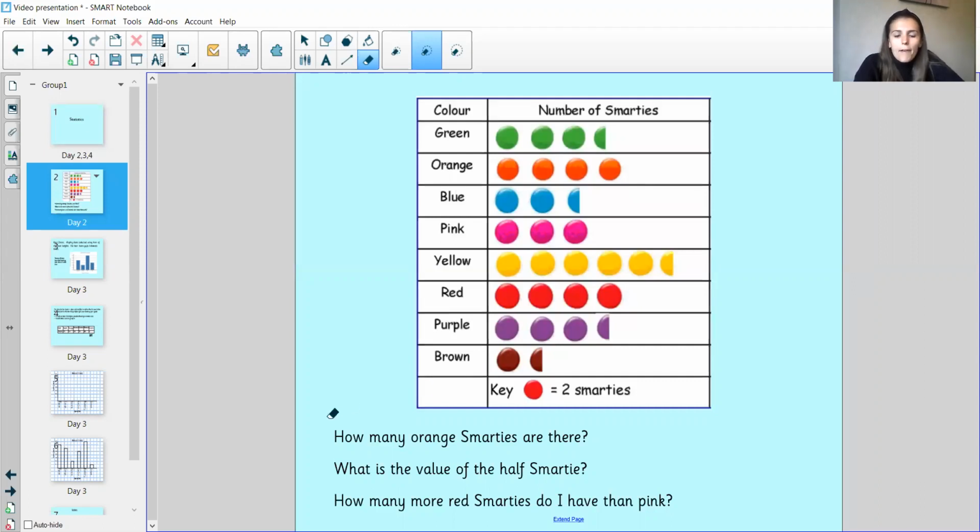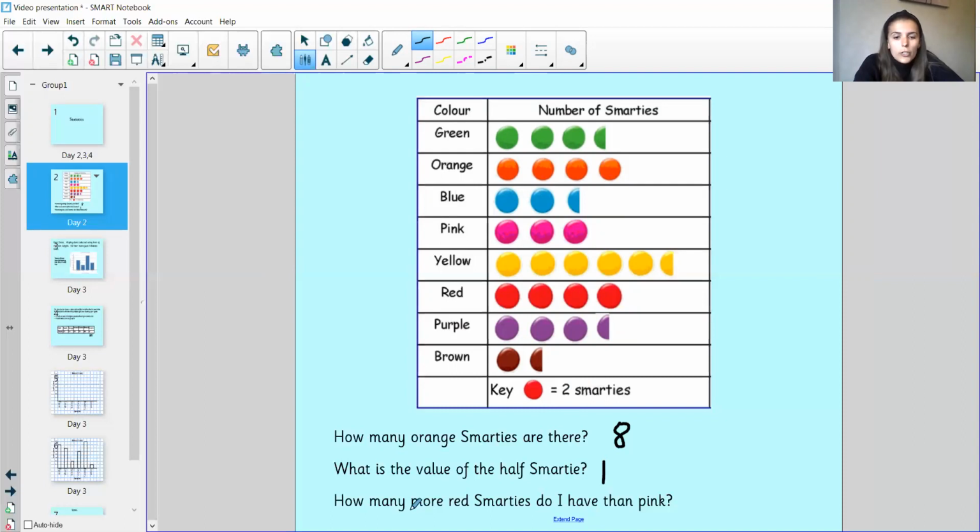Now we know that, our first question says, how many orange Smarties are there? So I'm going to count 2, 4, 6, 8 and write 8 next to my question. Then it says, what is the value of the half Smartie? By that, I mean the ones that look like this on the table. So if I know the whole Smartie is worth 2, I need to halve 2 or divide by 2. So 2 divided by 2 is 1.